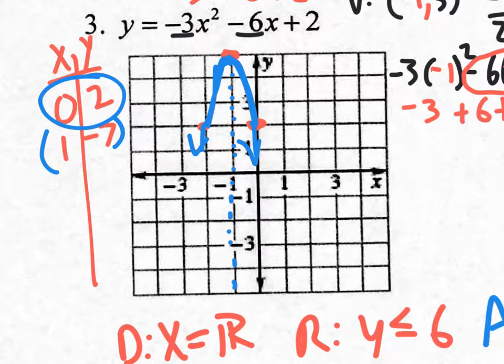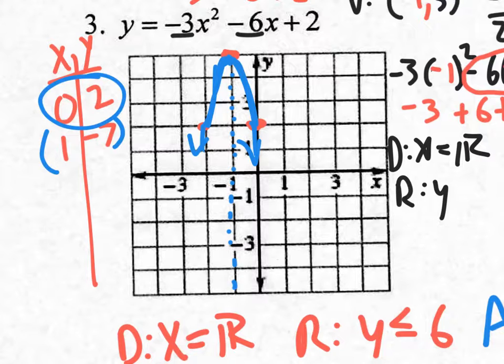Okay? So your domain is x equals all real numbers. Your range is y has to be less than or equal to 5. And your axis of symmetry is x equals -1. That's about it.